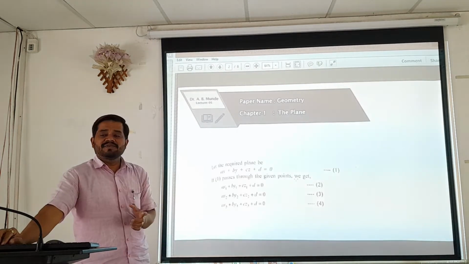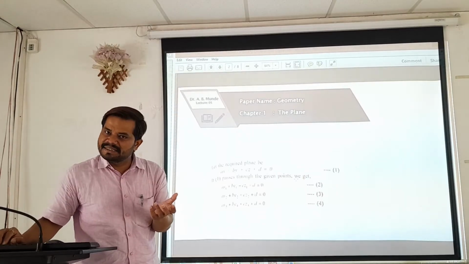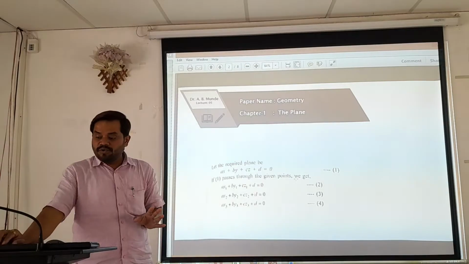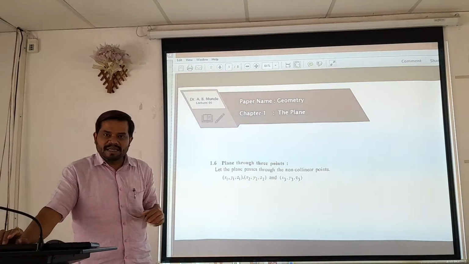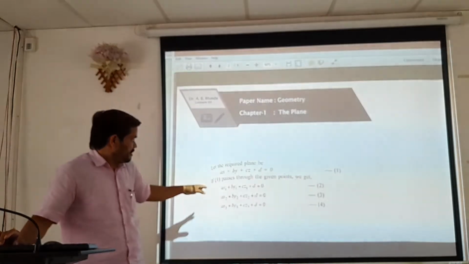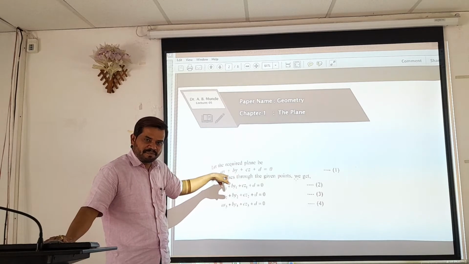Let the required equation of a plane, or the general equation of a plane, be ax + by + cz + d = 0. You know this one. Now we already consider these 3 points to be here. It means that these 3 points are passing through this plane, the equation of a plane.